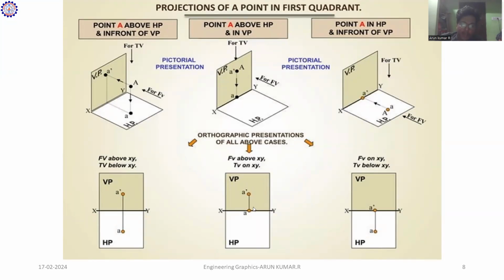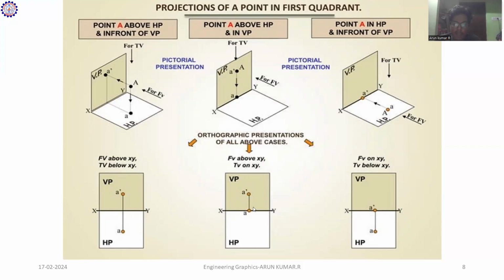For the first case, we discussed the point A above HP and in front of VP. Whenever you are solving these kinds of cases, the dimension values are given in mm. First of all, convert them into centimeters, and you have to write all the dimensions in your drawing sheet above the title box. A dash is above the HP and A is in front of VP, meaning A is below the HP line and A dash is above it. That is the meaning for the first case of the pictorial representation.